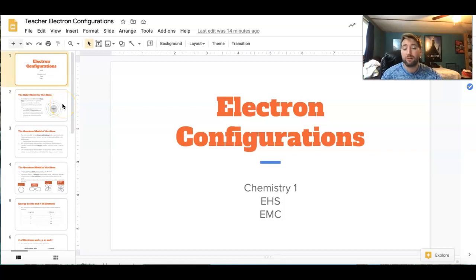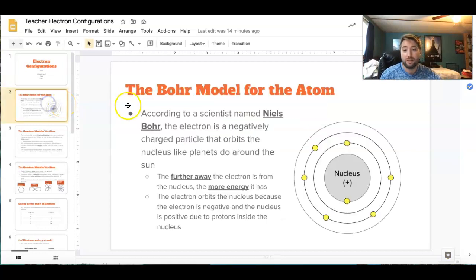So I want to talk about electron configurations, and I'm gonna try to go slow because this is a really, really out there topic, a really abstract topic. And when I say abstract, I mean that it's very interesting but very odd.